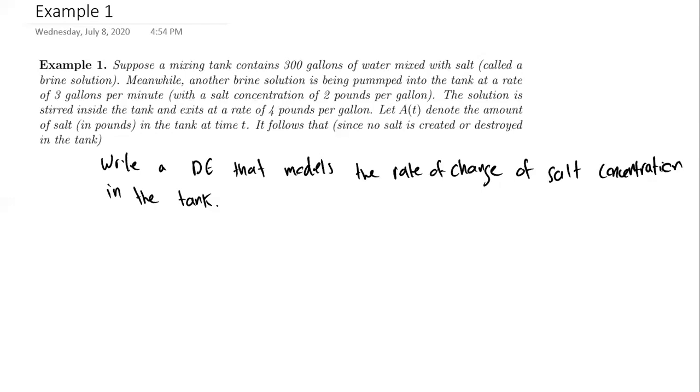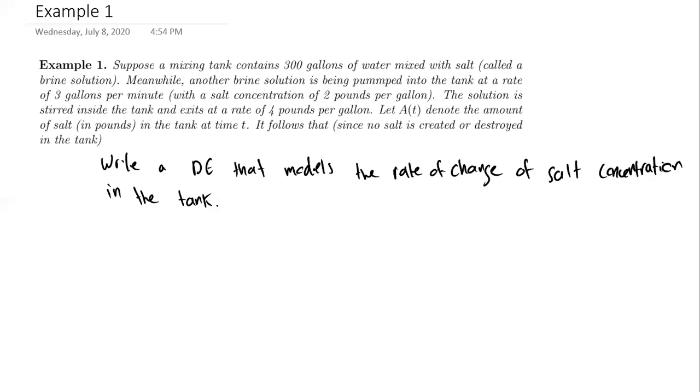So suppose you have a mixing tank with 300 gallons of water mixed with salt. So this is usually called the brine solution. Meanwhile, another brine solution, so another mixture of salt and water, is being pumped into the tank at a rate of 3 gallons per minute. Now, this brine solution that's being pumped into the tank has a salt concentration of 2 pounds per gallon.